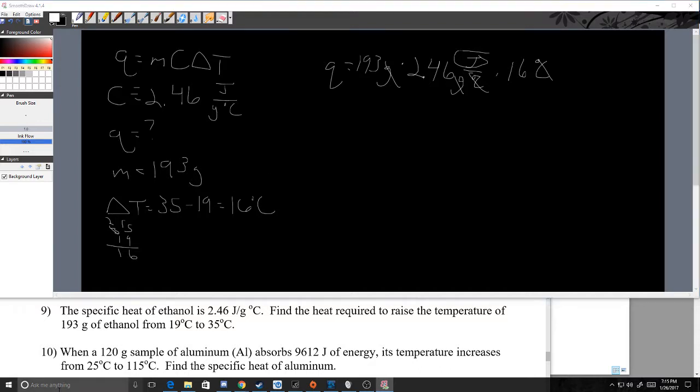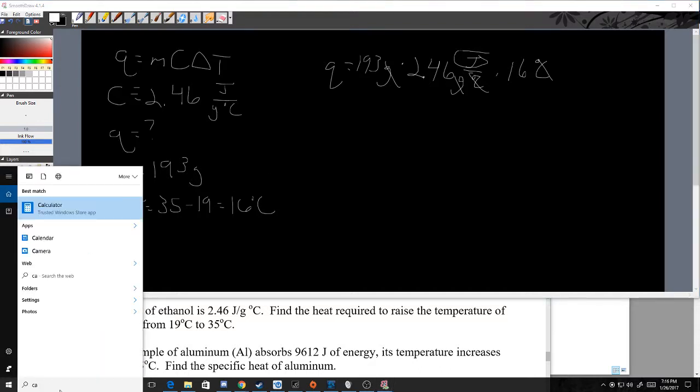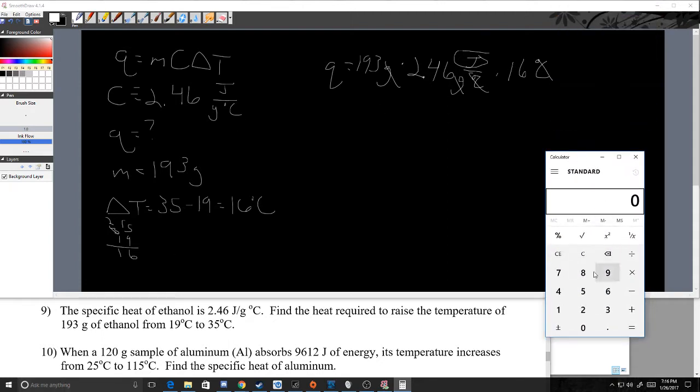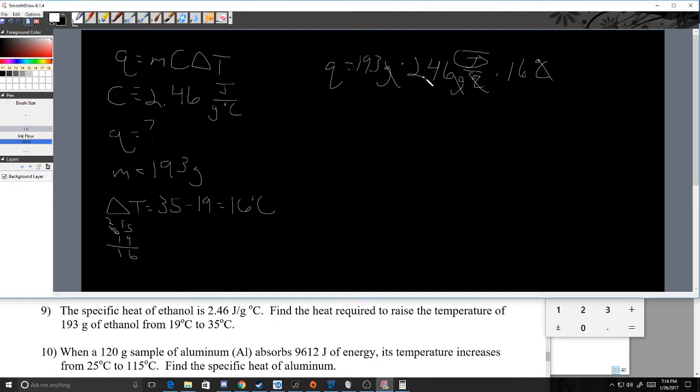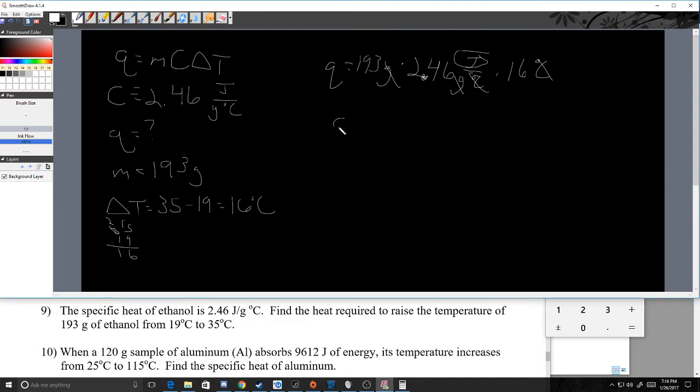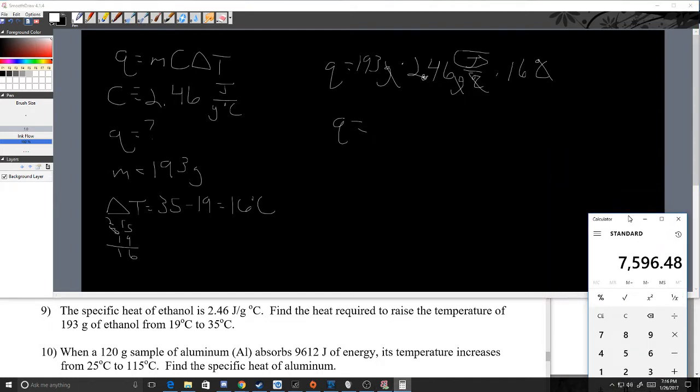So let's open up a calculator. We said we had 193 times 2.46 times 16. So the heat energy gained by the ethanol is 7,596.5.